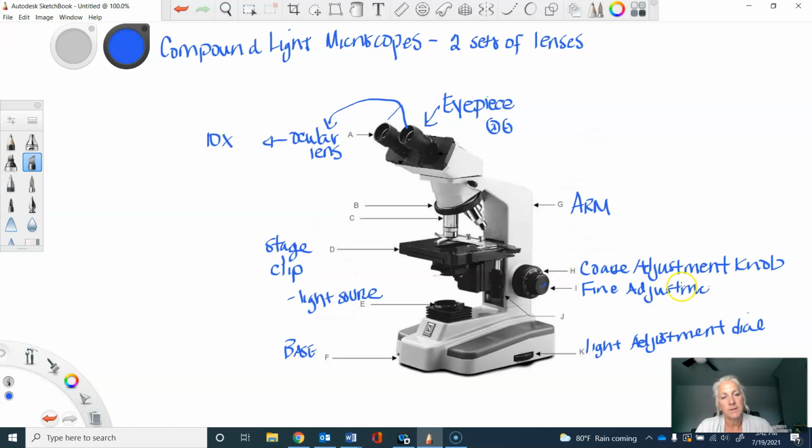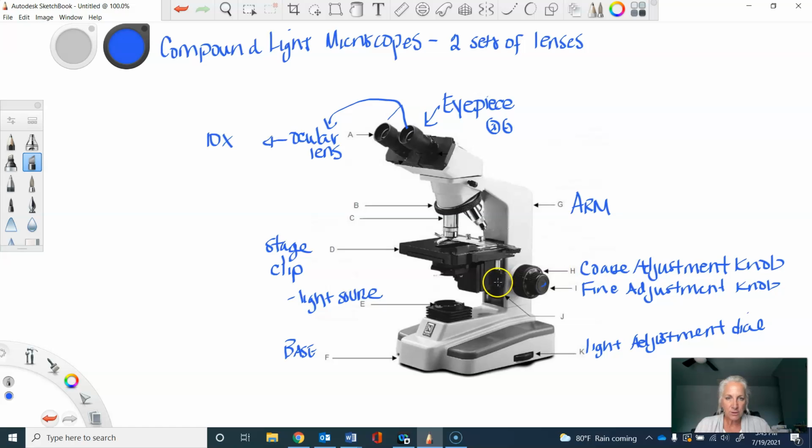And the fine adjustment knob does the same thing, but just a tiny, tiny bit. You won't be able to see the stage going up and down with the fine adjustment knob. Basically, you're going to use the coarse adjustment knob to get your specimen in view, and then you'll use the fine adjustment knob to make it real focused.